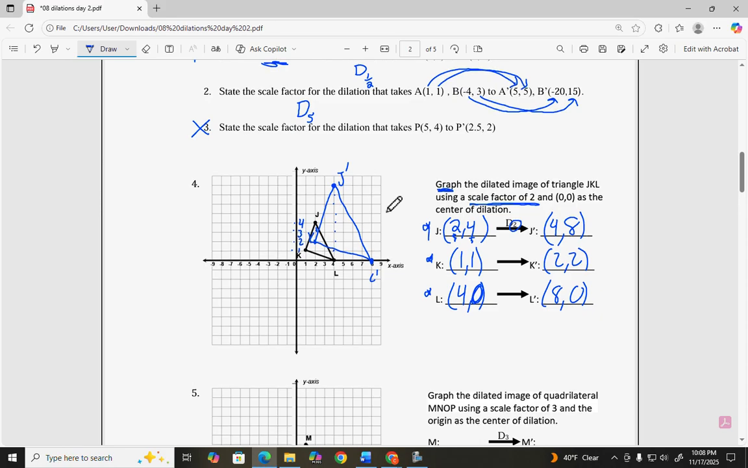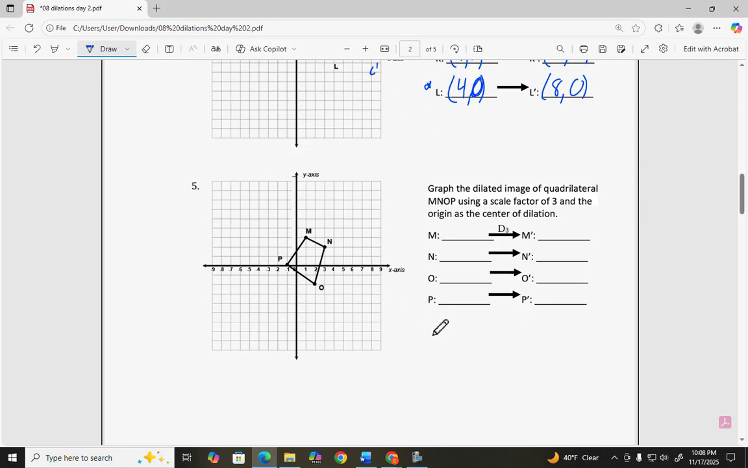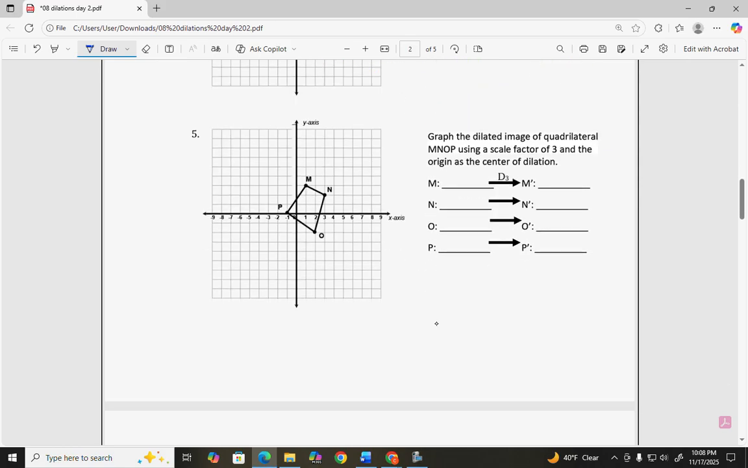If I'm going too fast, you could always hit pause, but I'm going to move on. So we have to write down the coordinates again. M is at (1, 3). N is at (3, 2). O is at (2, -2). Remember, when you go down underneath the x-axis, that's negative. And P, I have to go 1 to the left, so that's a -1 and then 0. And look at it, it says use a scale factor of 3. It means I'm multiplying everything by 3.